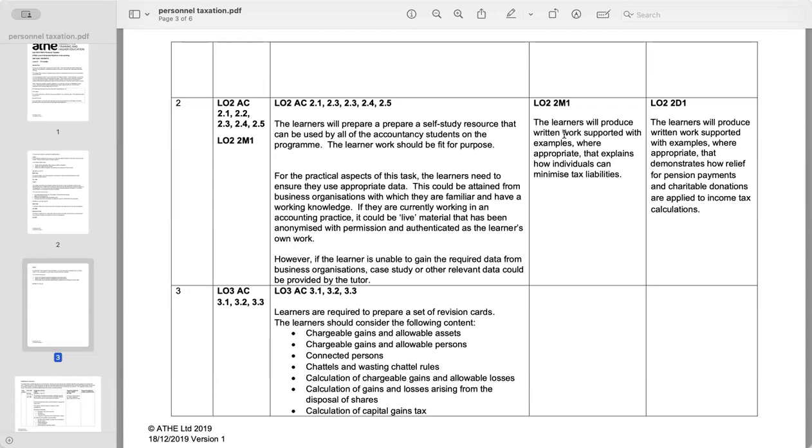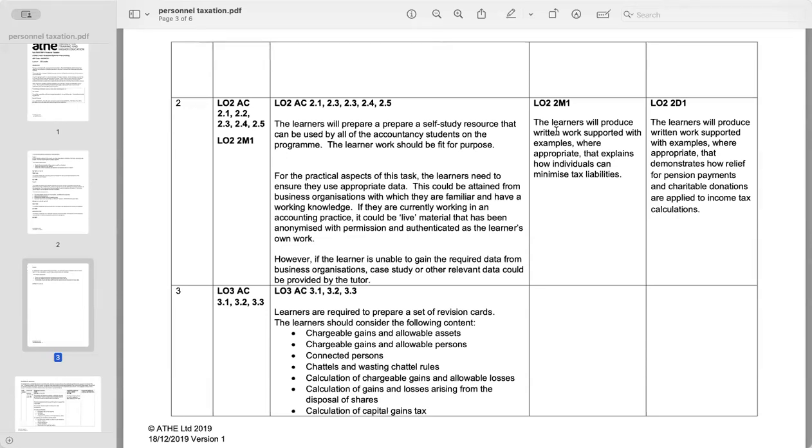So, to achieve a merit, in addition to meeting the passing criteria, your resources should include written explanations supported by examples demonstrating how relief for pension payments and charitable donations are applied to income tax calculations. So ensure your resources are comprehensive, well structured, and include accurate calculations and clear explanations.